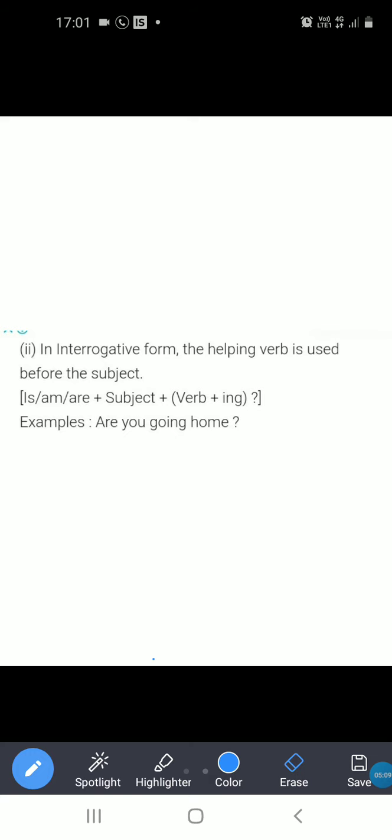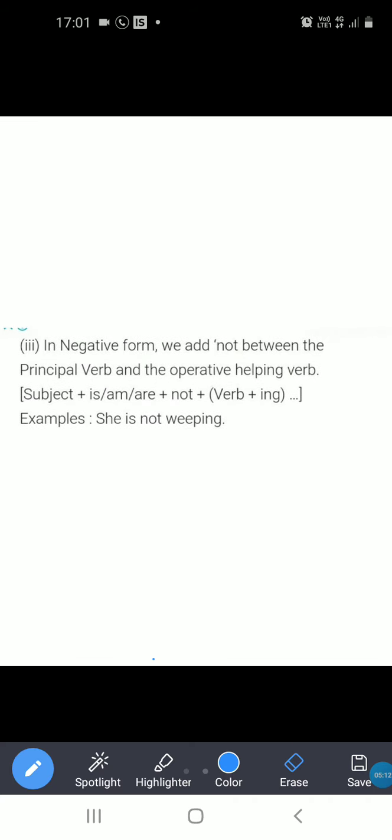And now proceeding to the next point, the negative. In the negative form, we add not. Simple, right? To make the statement negative, we have to add not in the sentence between the principal verb and the helping verb. We write not between the main verb and the auxiliary verb, like this: subject, then auxiliary verb, then not, then verb plus ing. Okay, how have they used it here? See, she is not weeping. Okay, fine.